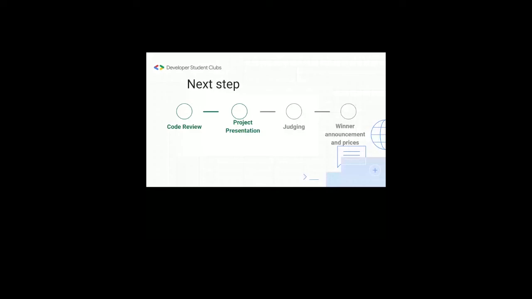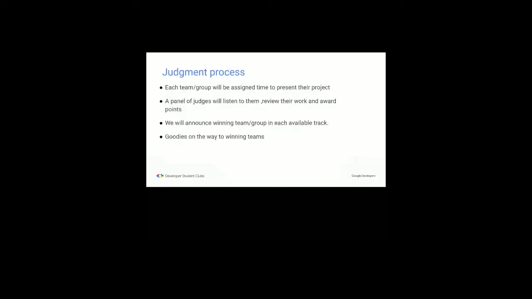A winner will come from each track we are offering. So we'll have a winner from web development. We'll have a winner from mobile. We'll have a winner from machine learning and artificial intelligence. And yeah, we've got prizes for you. So please, if you want to win, because goodies will be coming your way.